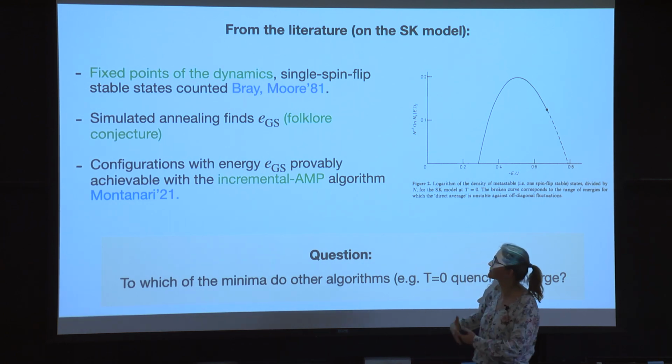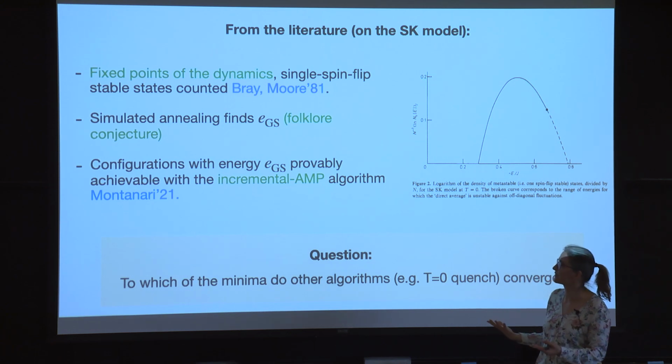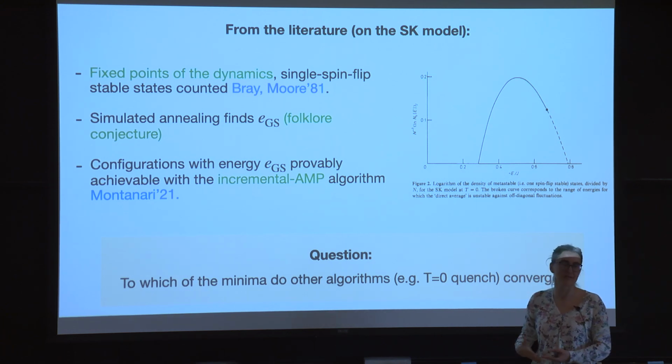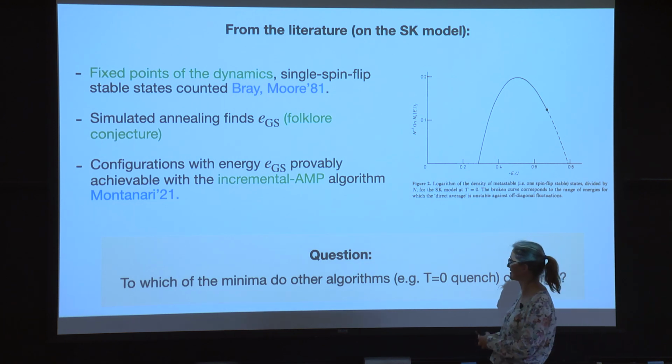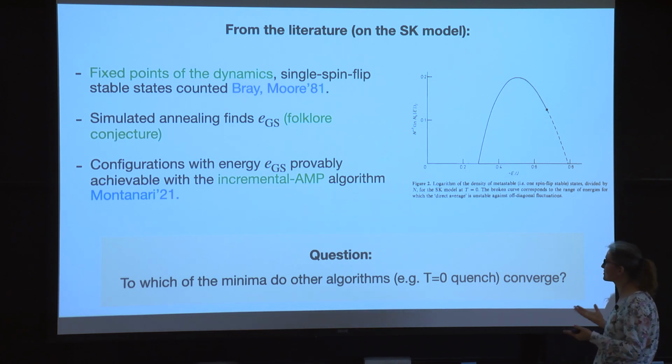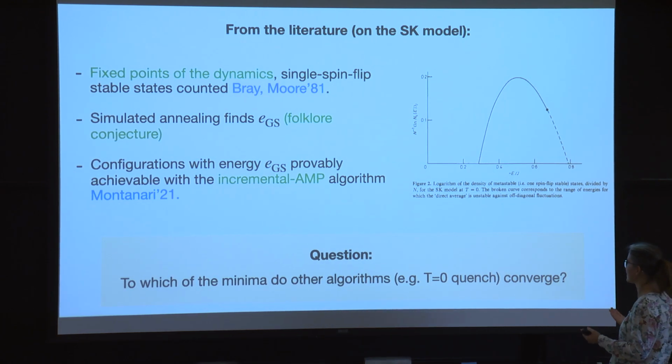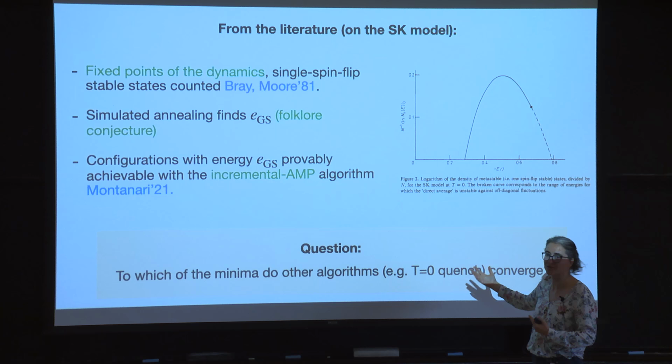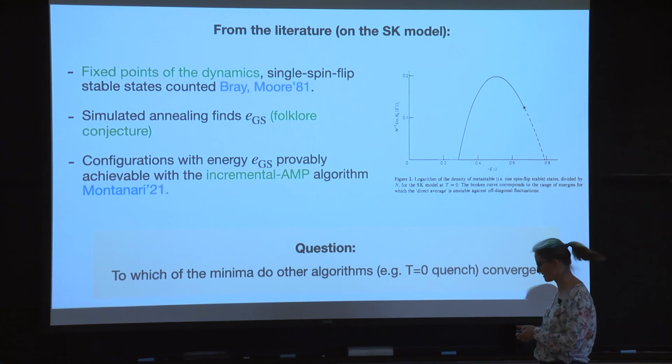And there is also this folklore conjecture in statistical physics that the simulated annealing algorithm does the same. But that's very hard to analyze. So as far as I know, we don't know how to analyze that, even non-rigorously. So the question is natural: to which of the minima do the other algorithms go? So for instance, this 0 temperature quench, this majority dynamics that I defined.